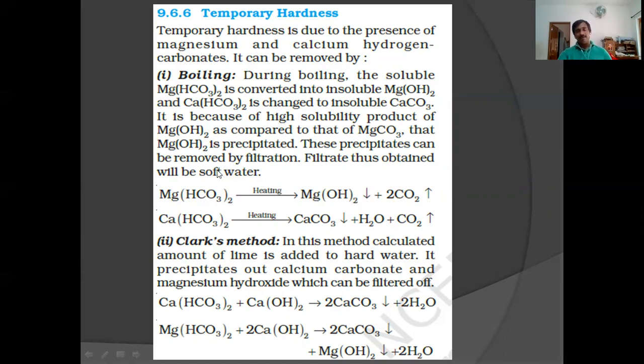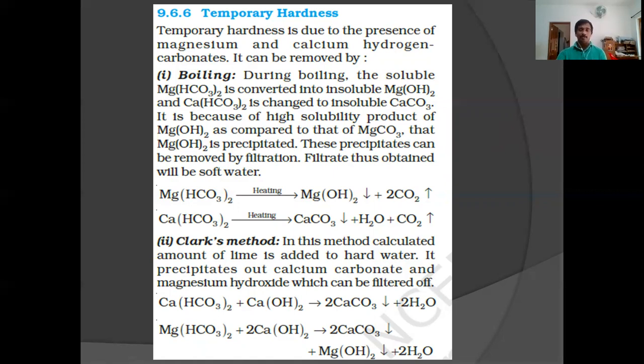Two molecules of carbon dioxide, CO2, are liberated. Then what is remaining? Mg(OH)2 is remaining here. This hydroxide is insoluble in water, so it can be separated by filtration. So the remaining water contains no bicarbonate, no soluble salt of calcium or magnesium. Insoluble salt is present, but that will not affect the quality of water.